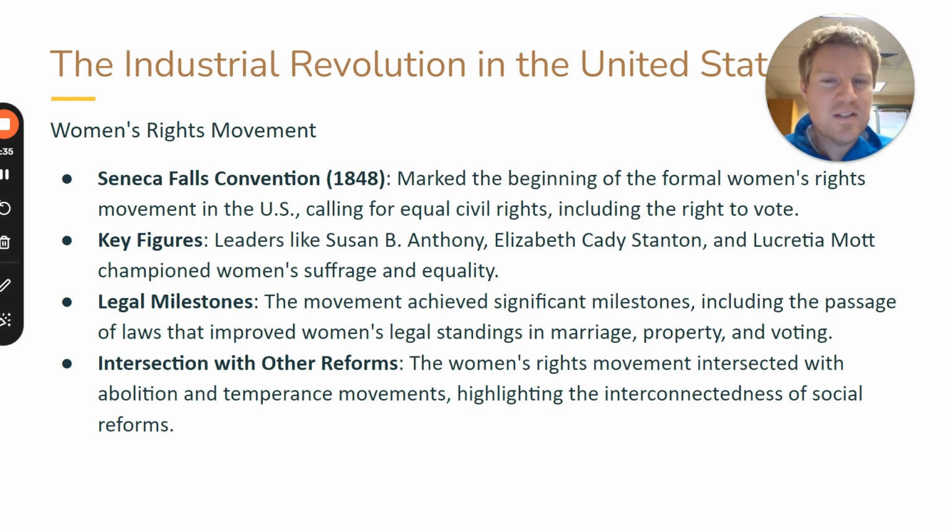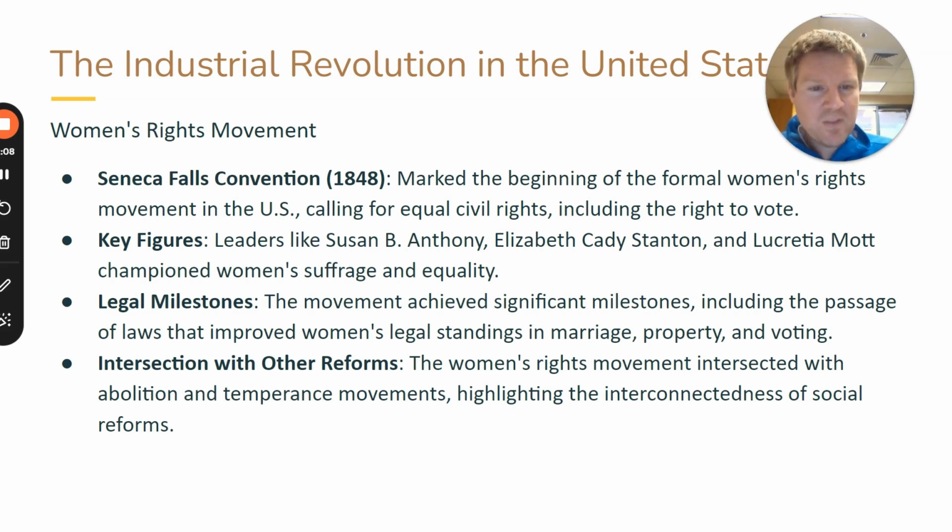The big legal milestones that come from this would be the passage of laws that allow equal standing in marriage. So no longer is a woman considered property of her husband. It's considered an equal partnership in marriage. And you also have equal property rights where women can buy houses with their wages instead of having to have a man buy the property. And then finally, women get the right to vote in the passage of the 19th Amendment, which we'll cover later. But these are the big ones.